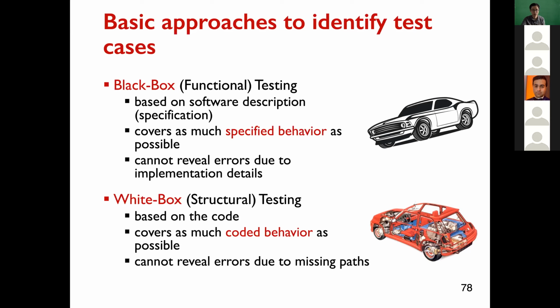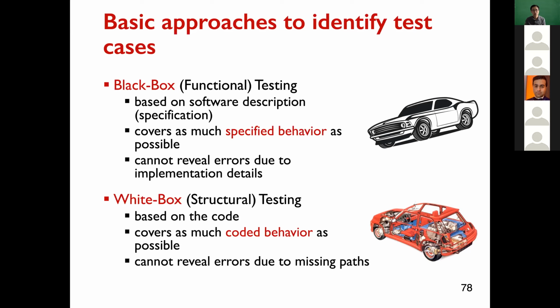Okay, for white box testing, it's based on the code. We don't look at the behavior. We check the code. We test whether the code is running correctly, whether the code is implemented correctly. So we want to cover as much coded behavior as possible. It cannot reveal errors due to missing paths. For example, if we don't implement one behavior, we cannot test it in white box testing because it's based on the code, but the code is missing, right?